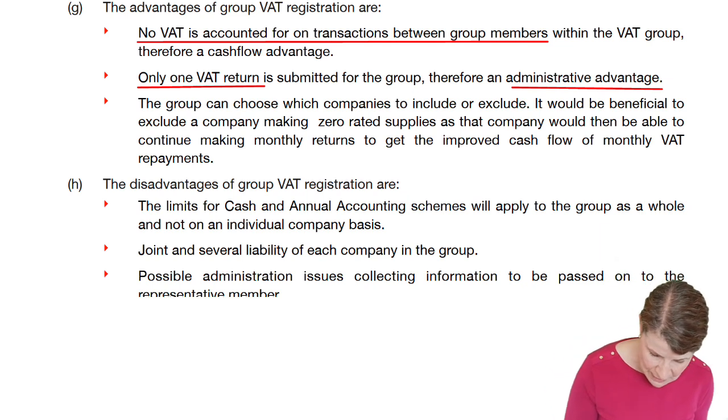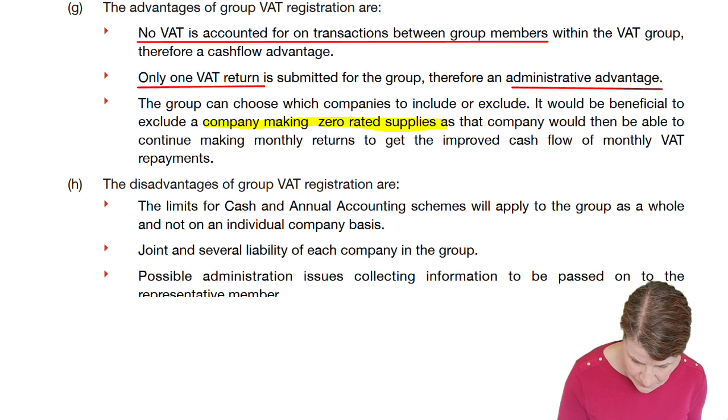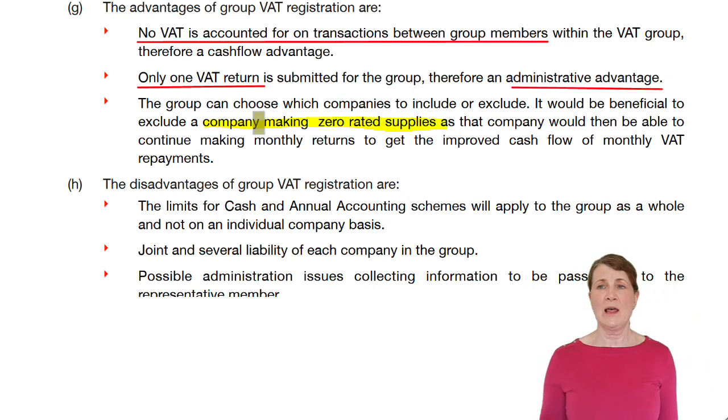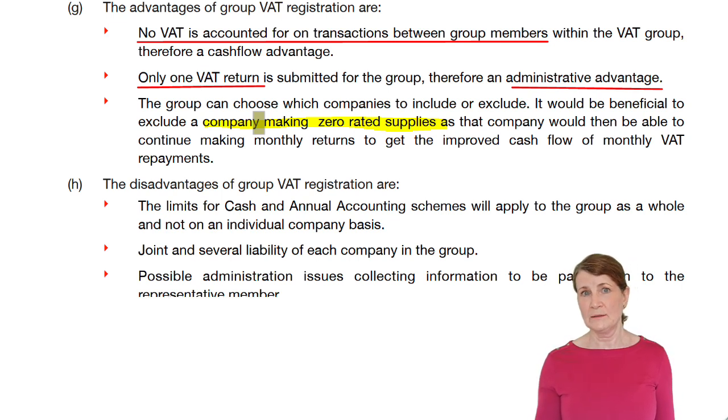Now, if you're a company in the group making 0 rated supplies, then remember that your output VAT is 0, but you can recover your input VAT. So every time you do a VAT return, you're going to get a refund of VAT, and the chances are you're going to elect to do your returns monthly.